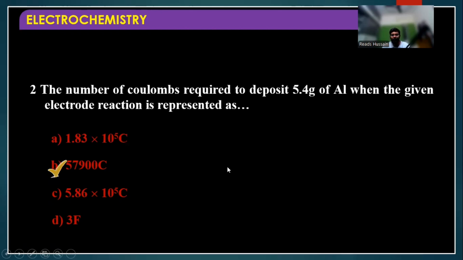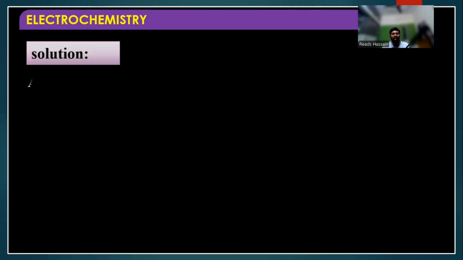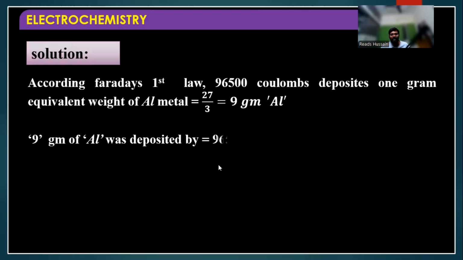So this type of questions we are getting. So the solution is, see here. According to the first law of Faraday, 9 grams of aluminum is deposited by 96,500 coulombs. Why this? 9 grams is the equivalent weight of aluminum, and that can be deposited by passing 96,500 coulombs, which means 1 Faraday. 1 Faraday deposits 1 gram equivalent weight.